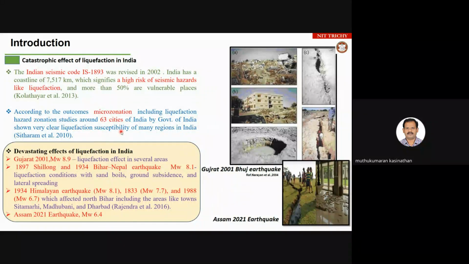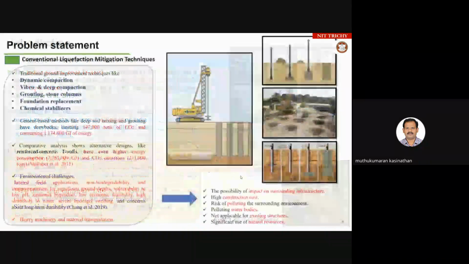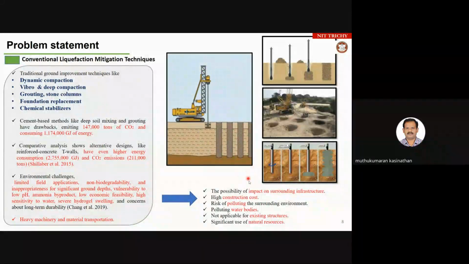So we have already witnessed these liquefaction impacts on many of our structures in India, especially during huge earthquakes. We noticed several liquefaction-induced failures on structures, and there is a need to look at the aspects of liquefaction, and we need to have mitigation methods.